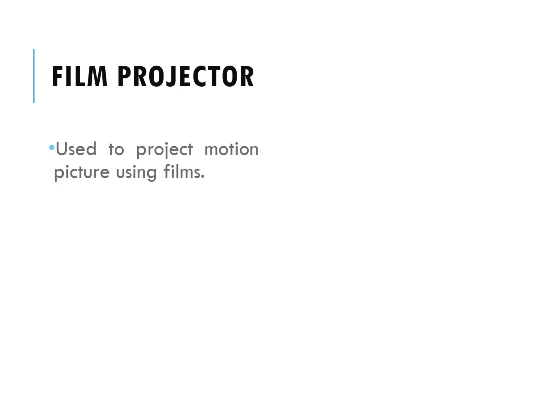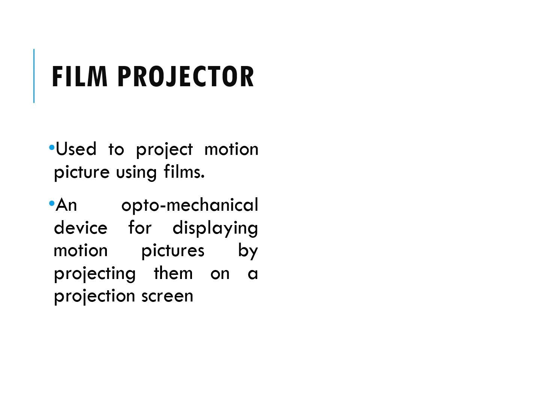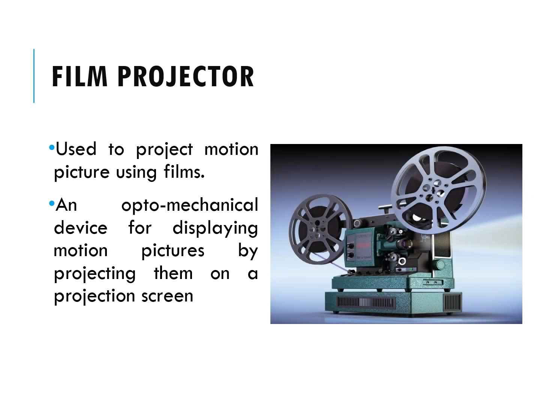We have our first example, the film projector. It is used to project motion pictures using films, an optomechanical device for displaying motion pictures by projecting them on a projection screen. And this is an example of a film projector.